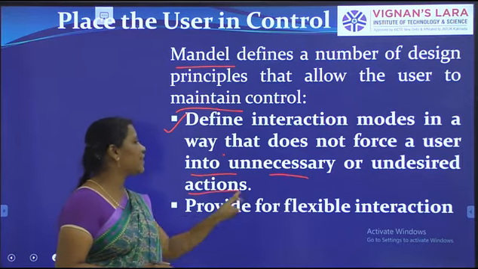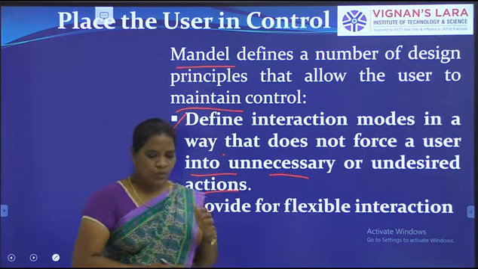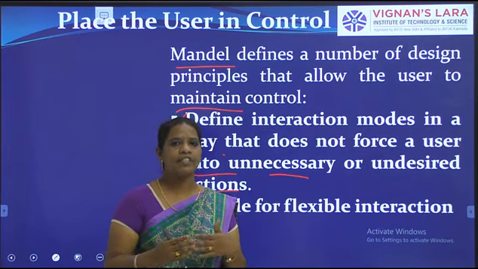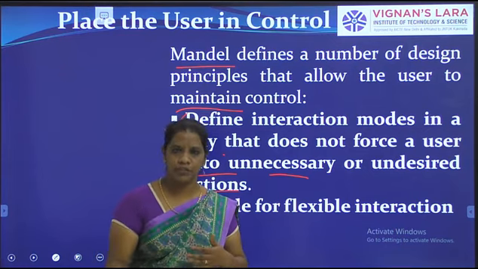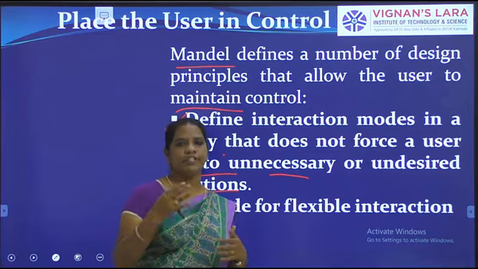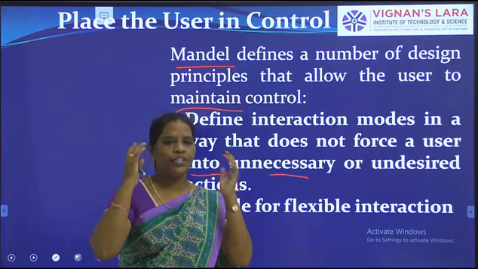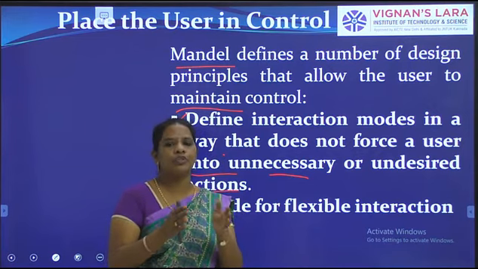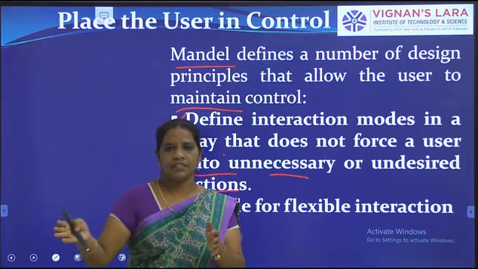Okay. So the first one is: define interaction modes in a way that doesn't force a user into unnecessary or undesired actions. So how do we have to consider interfaces? When you are interacting with your Android phone, your tab, or your laptop, whatever task you have in your mind, only that particular task you have to do.